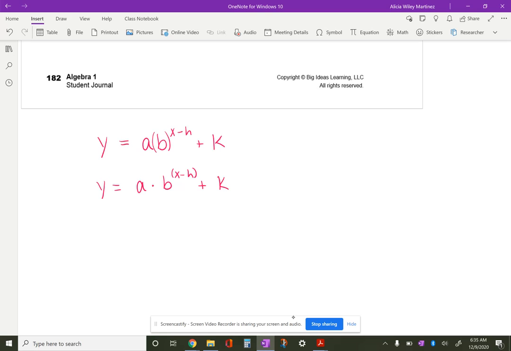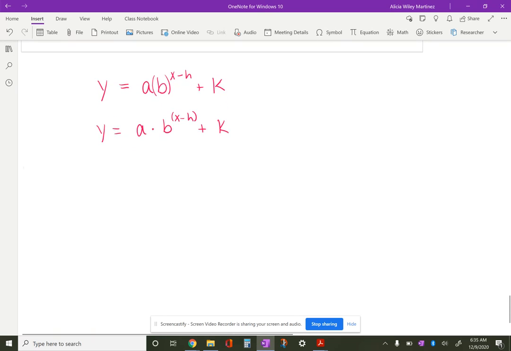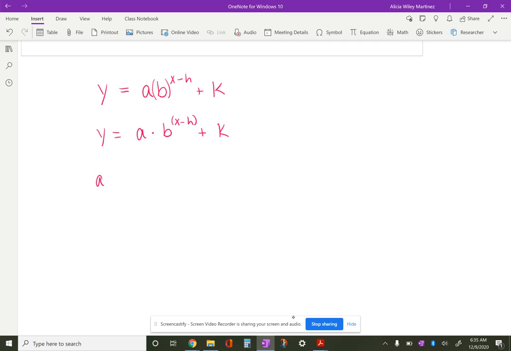But basically, I want to talk a little bit about what A does in the function, what H does, and what K does to an exponential function. I'll talk a little bit about B. Remember, B is your base. But we'll talk more about that when we get to section 6.4. So I'm going to use Desmos to demonstrate this.